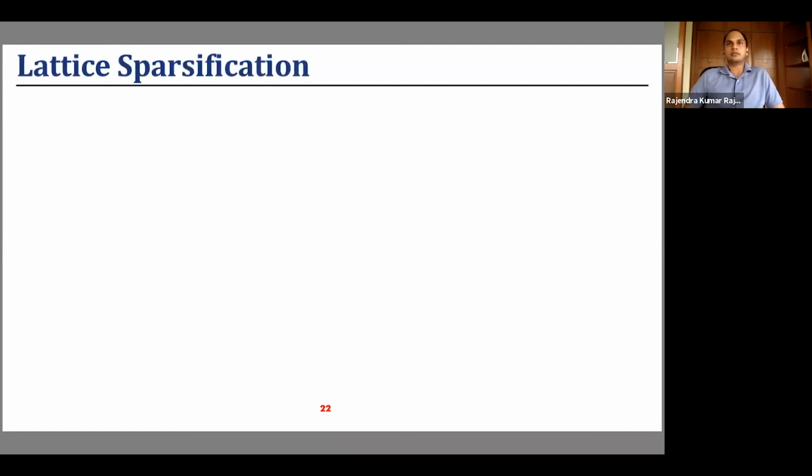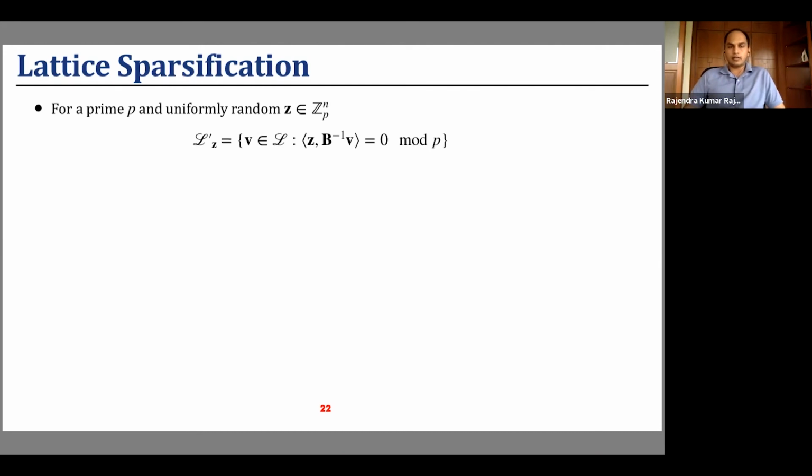First is sampling short lattice vectors by using the SVP oracle. This also comes from an already known technique of lattice sparsification, given by Subhash Khot. In this one, we are given a prime P and a uniformly random vector Z. We consider the sublattice L'_Z, which contains all the lattice vectors V such that the dot product of Z with B inverse V is 0 mod P. It's easy to see that L'_Z is also a lattice, and it's a sublattice of L.